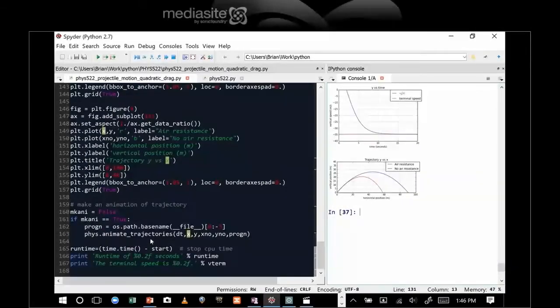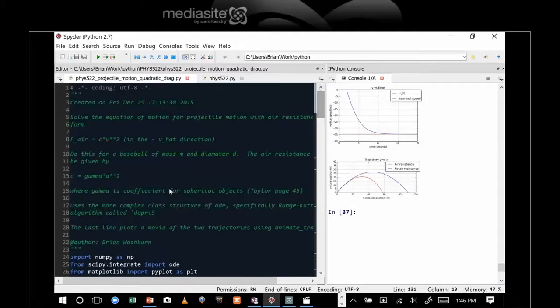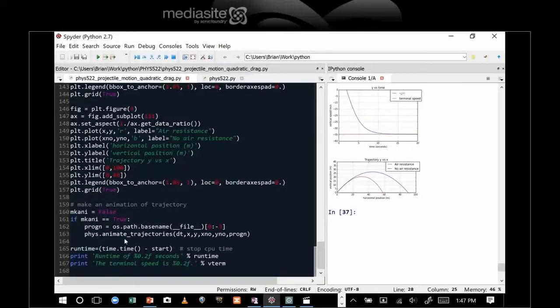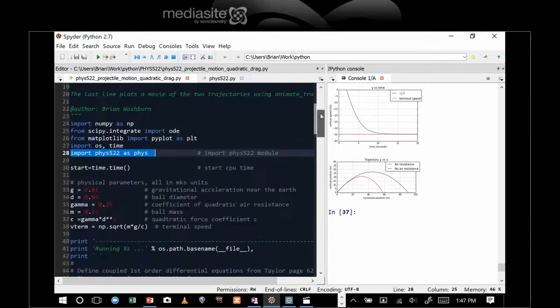You can do that using the code. If you take a look at the code here, remember I said I had this little library called 522, which you should have as a module. We talk about modules in Python. You should be able to use this, and we'll be using this throughout the semester. In it I have a little code called physics animate trajectory. I wrote that. It animates a trajectory.